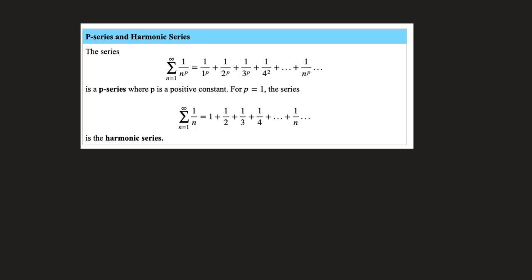Now, I'm going to introduce a very important series, guys. The first one is what we call the p-series. This form right here is the summation from n equals 1 to infinity of 1 over n to the p, that is, 1 over 1 to the p plus 1 over 2 to the p plus 1 over 3 to the p, where p is any positive number. When p is especially 1, we say this is a harmonic series.